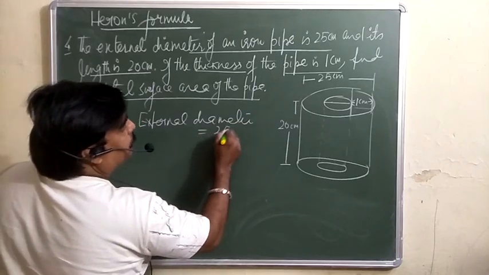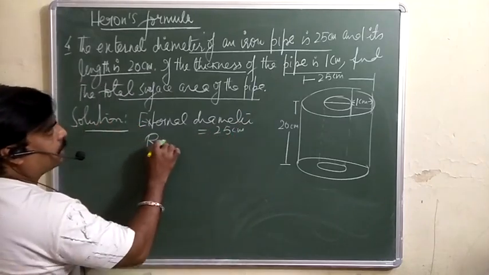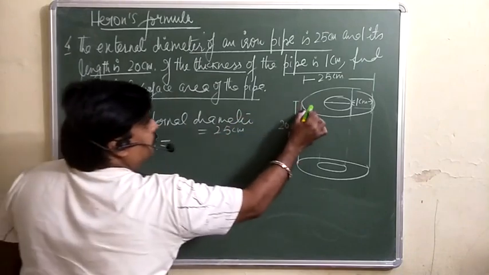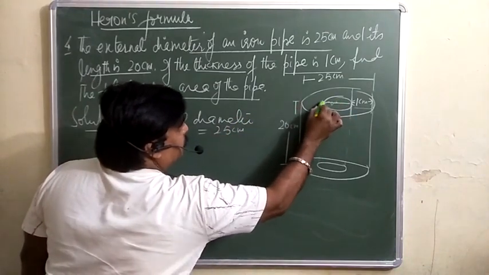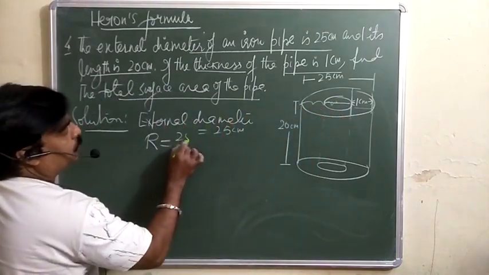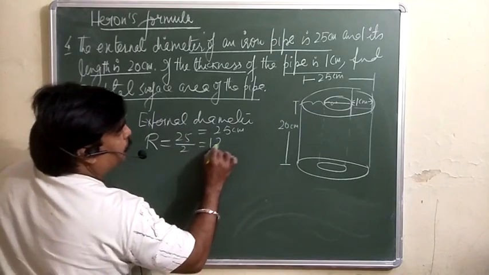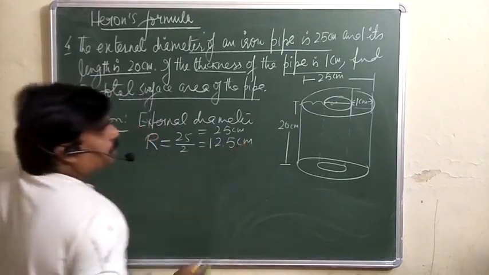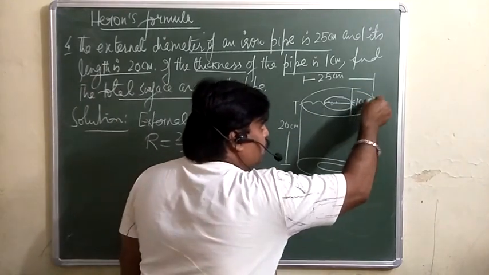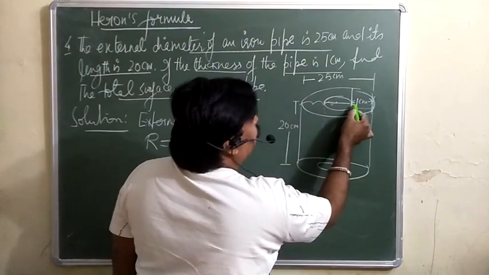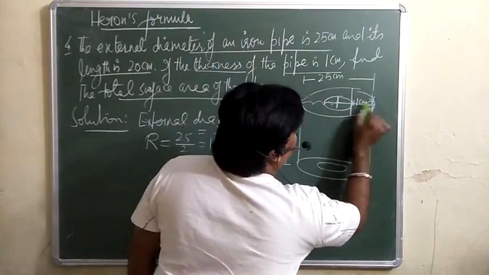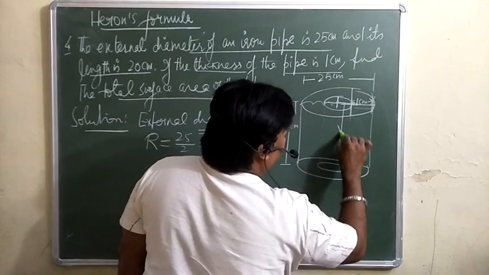That is 25 centimeter. So what about your capital R? It means the external radius, from here to here. So R will be equal to 25 over 2, that is 12.5 centimeter. This is R. Now the thickness of this one is 1 centimeter. So if we subtract the 1 centimeter from here to here, you will get the radius of this inner one.